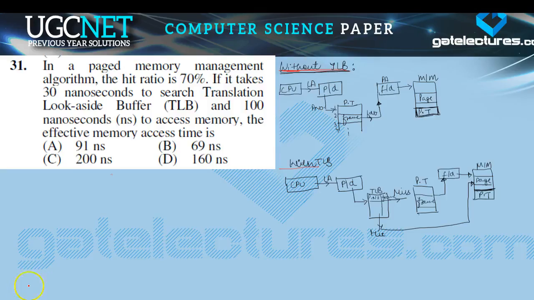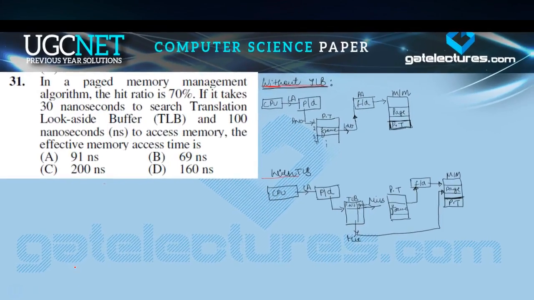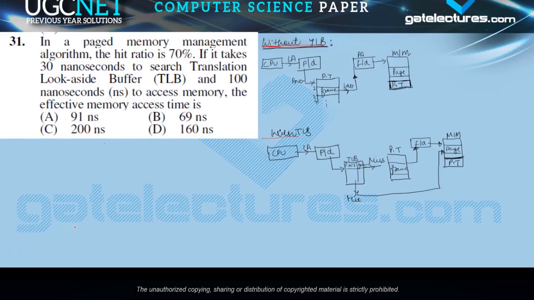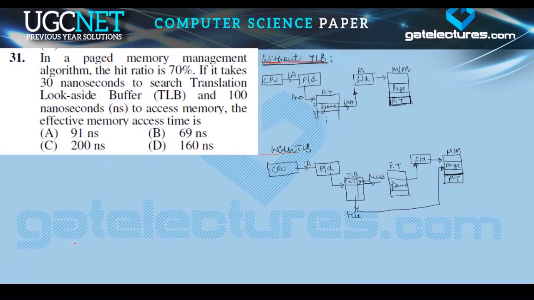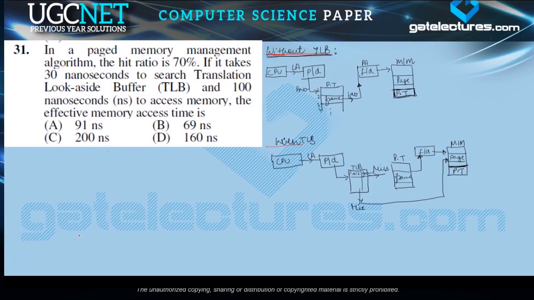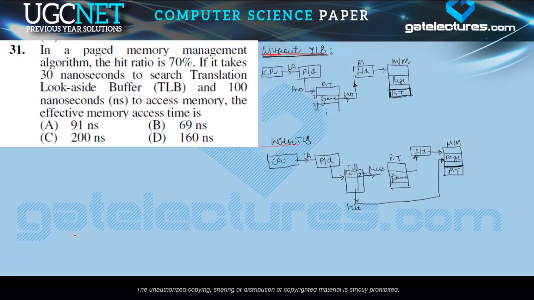Question number 31 is: in a paged memory management algorithm, the hit ratio is 70%, and if it takes 30 nanoseconds to reach the TLB, translation lookaside buffer, and 100 nanoseconds to access memory, the effective memory access time is what? Okay, so we can access a page from the memory through two methods, without TLB and with TLB.